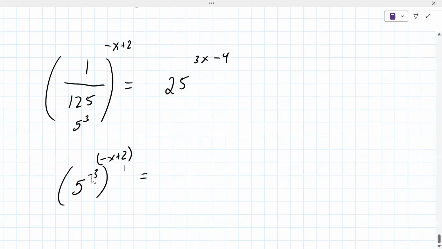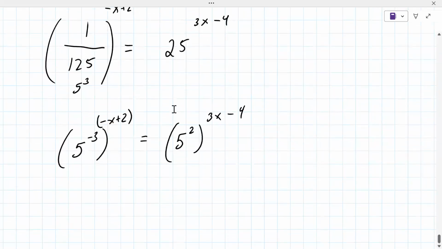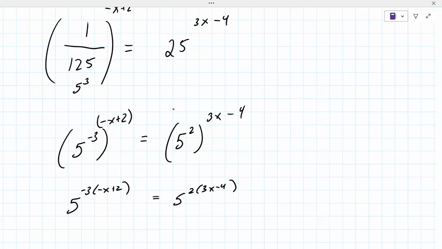Yeah. And then 25 is 5 squared, to the 3x minus 4 power. I did this again. I can't believe I did that. No, I guess that does work. Okay. So then you multiply the exponent by the exponent like that. And I'd like you to take over from here and try solving this.